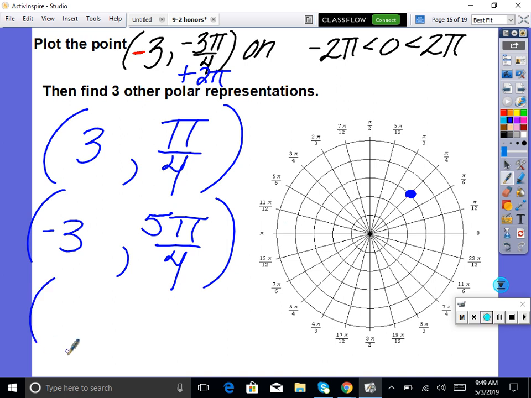Same here, right? Couldn't I add 2 pi? So can anyone say what I could say? Go to 9 pi fourths, and then what? 3. Does everybody agree? Because right here is 8 pi fourths. That's 2 pi. So 9 pi fourths, that will put me here in this right direction. And then head 3 units. Okay, good. Very good.